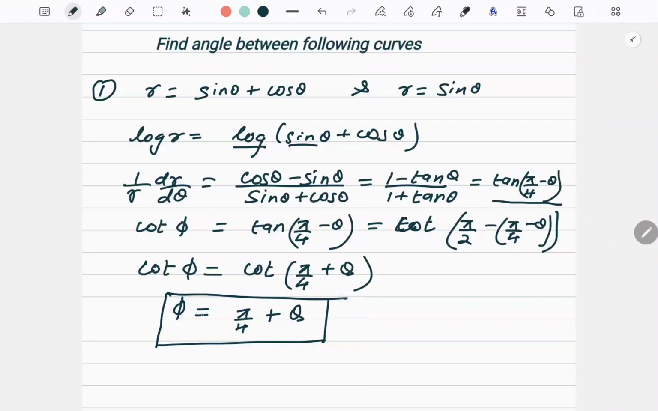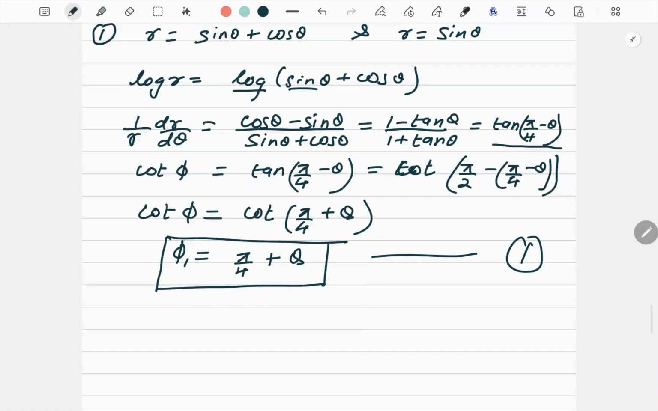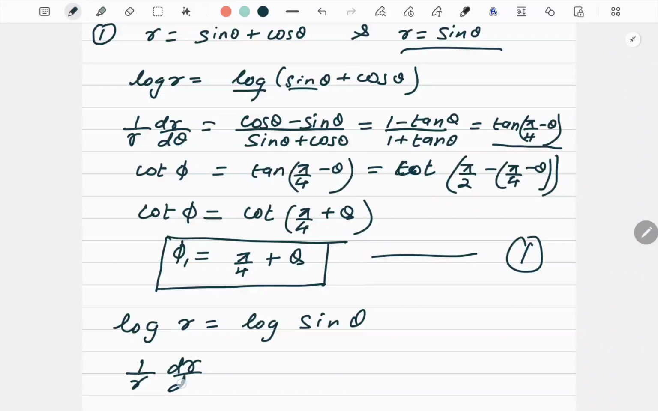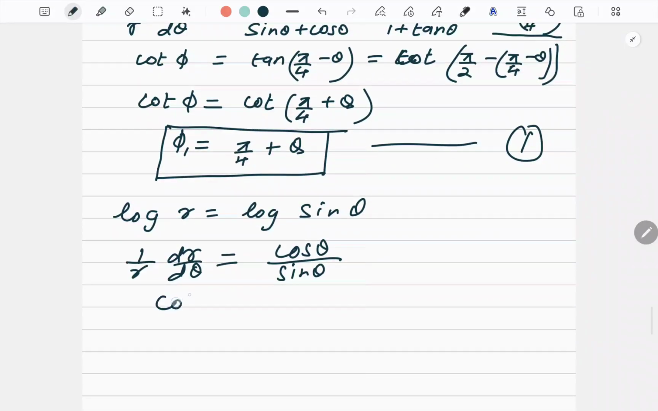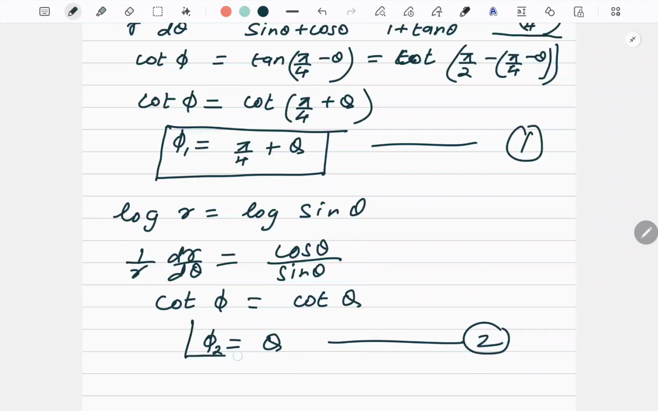Okay, and I'll name it as phi 1, and this is my equation number 1. Now do the other curve. The other curve is r is equal to sine theta. So log of r is equal to log of sine theta. So 1 by r dr by d theta is equal to cos theta by sine theta. Correct? So cot phi is equal to cot theta. So phi is equal to theta. Correct? So I will name it phi 2, and this will be my equation number 2.